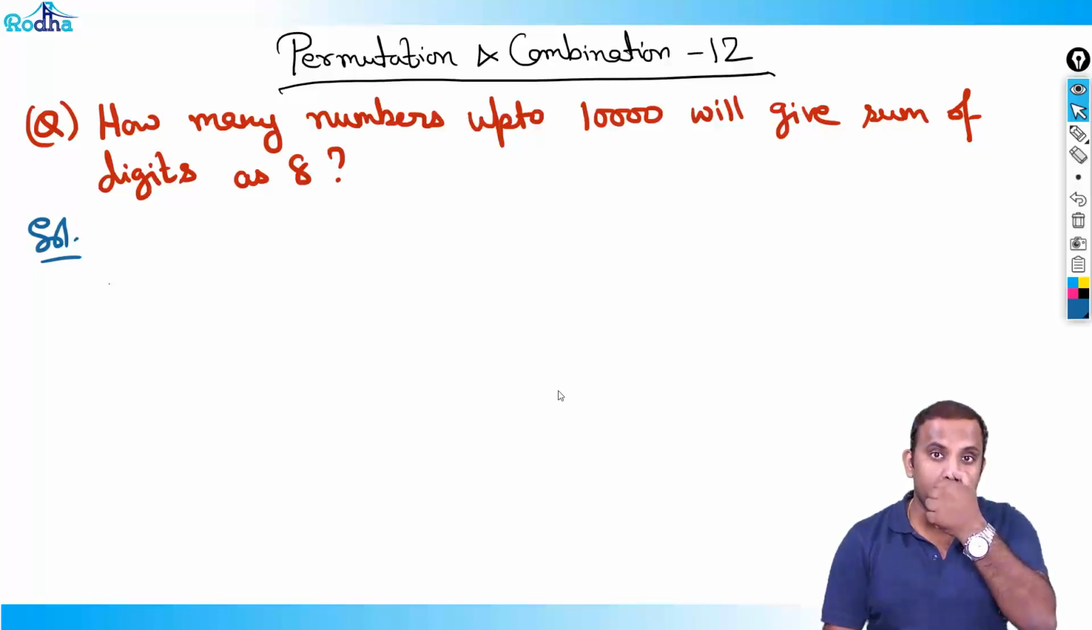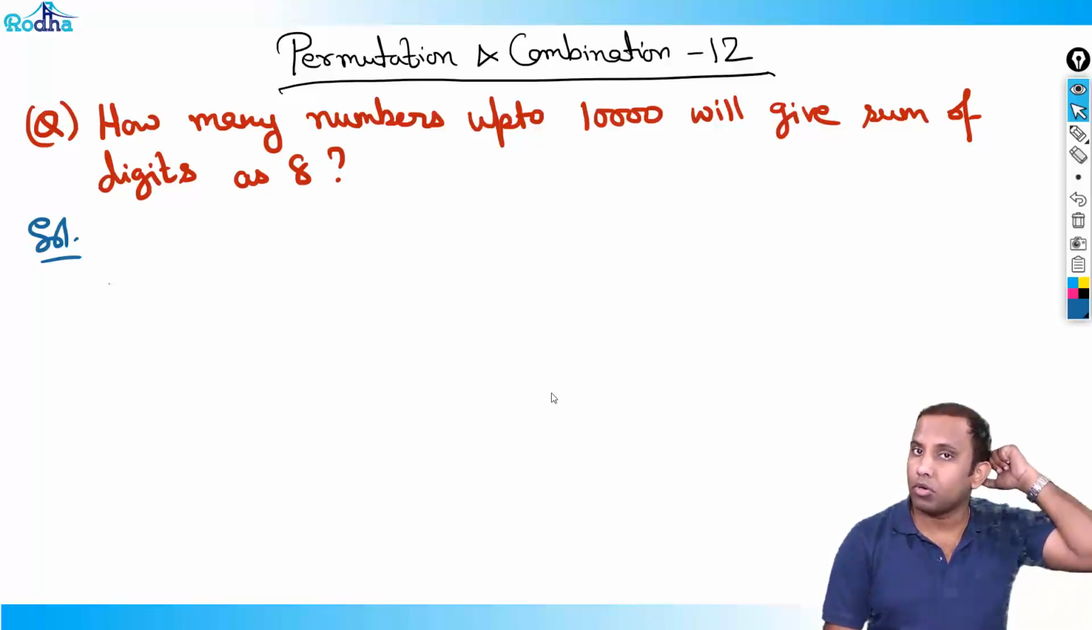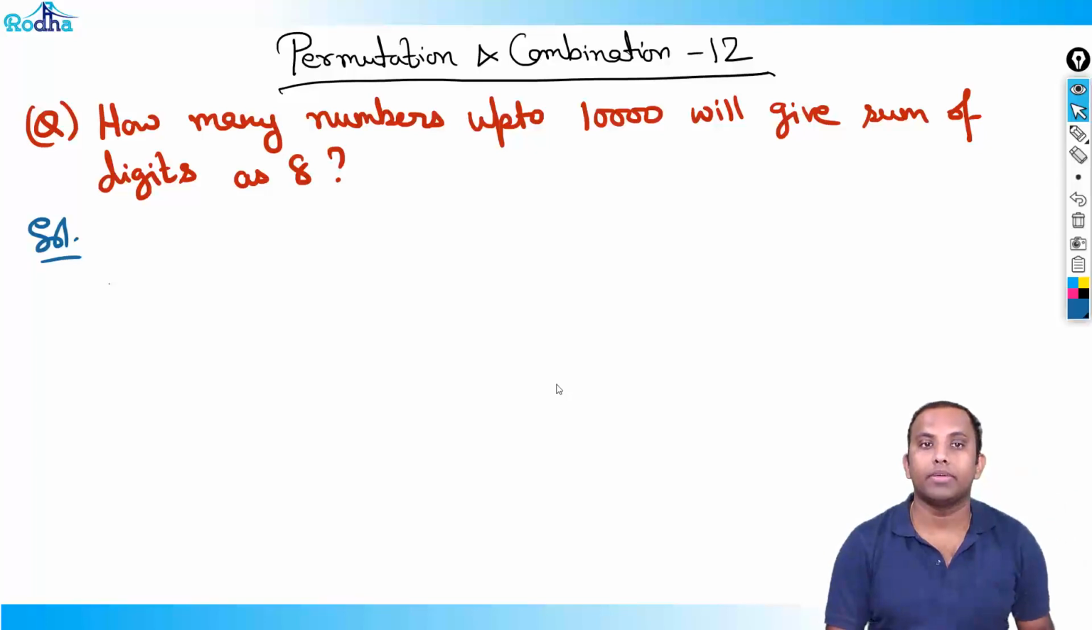Okay, so we'll start with this question. How many numbers up to 10,000 will give sum of digits as 8? Okay, let's see this question here. How many numbers up to 10,000 will give sum of digits as 8, right?